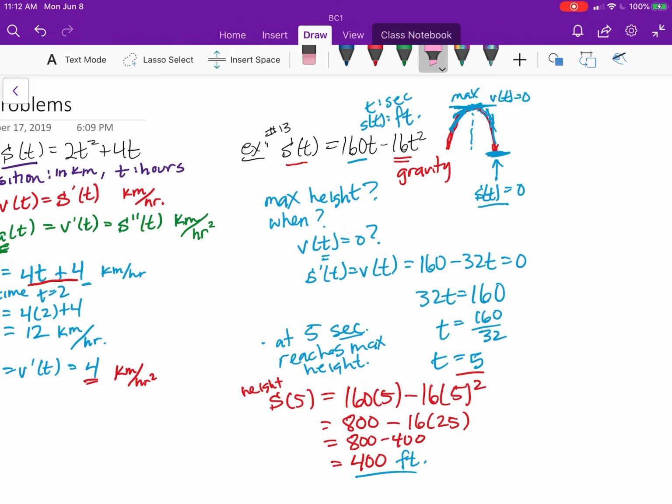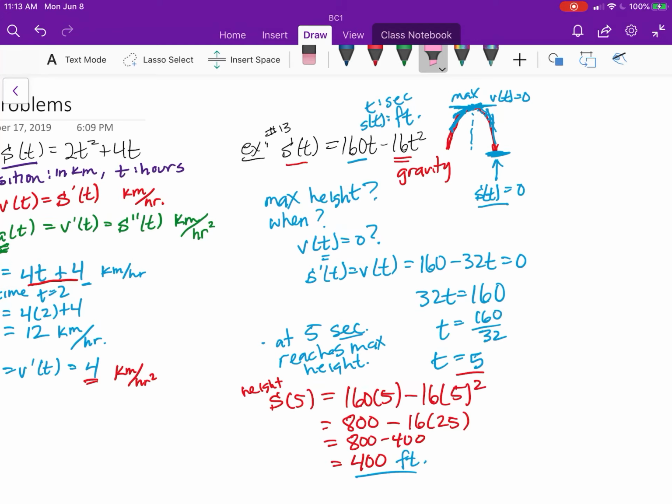Now, I drew a general shape of this thing, 160t minus 16t squared. It's a negative 16t squared, so it's a parabola going down. And that negative 16t squared comes up often. That's due to gravity. Not that that's too important in this class, but you'll see that often.